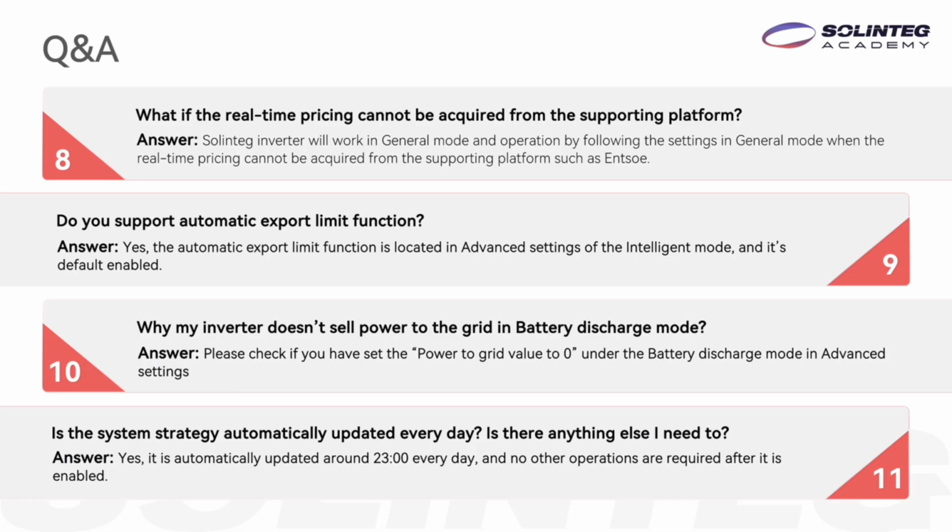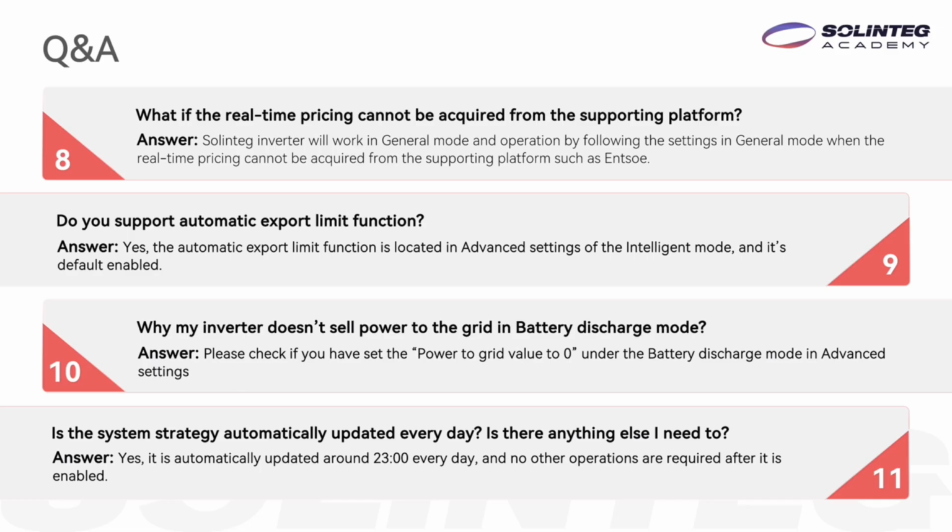And some customers will ask us about a situation where their inverter doesn't sell power to the grid in the battery discharge mode. In this case, we will suggest they check whether they have set the power to the grid value to 0 under the battery discharge mode in the advanced settings. Once it's checked, it can solve most of the problems.